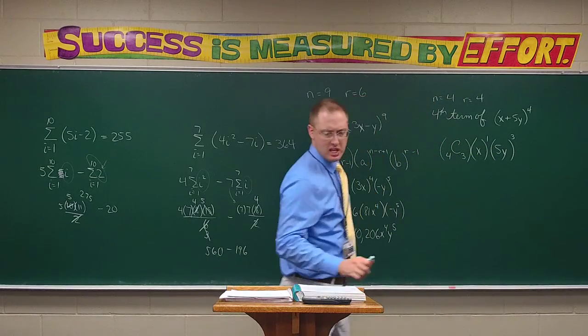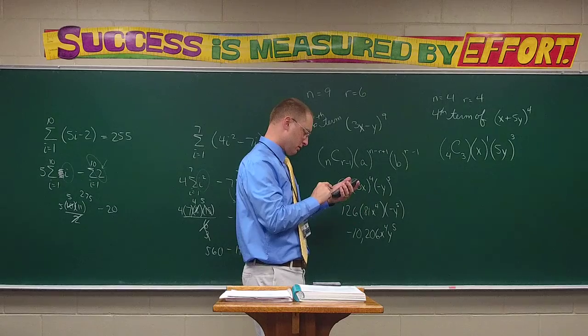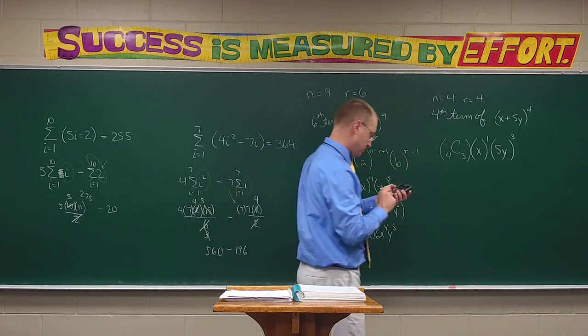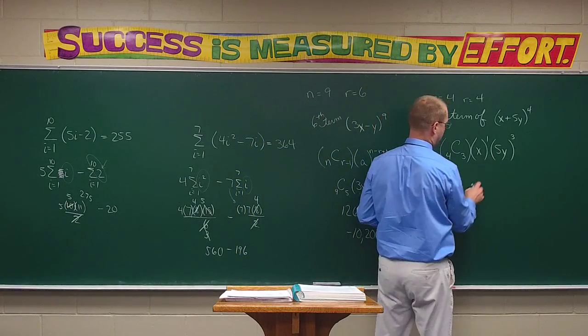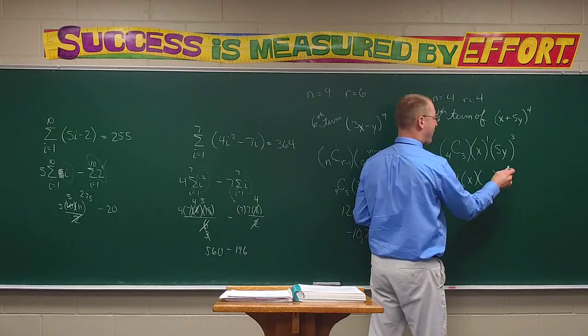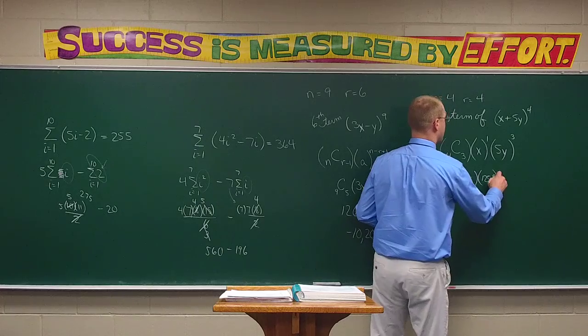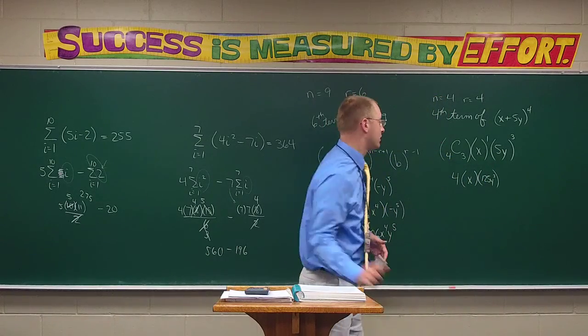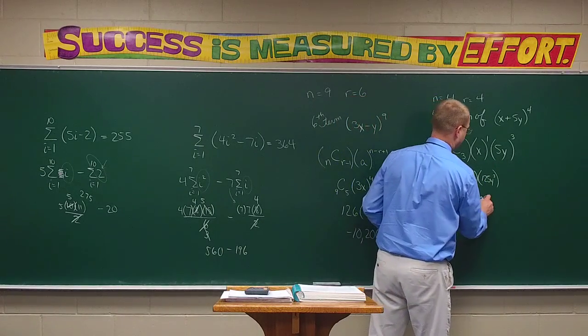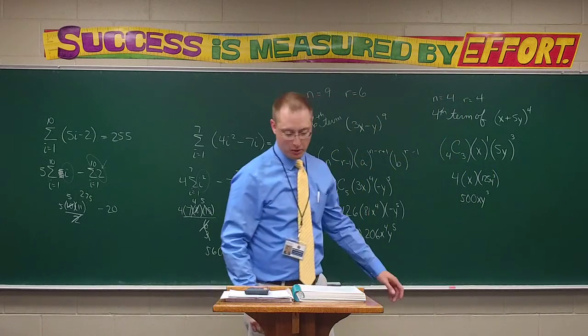What is 4C3 anyway? Let's say it should be 4. Yeah, 4. And of course, here we have just an x, and then 5y cubed, class. 125y cubed, and so our final term is 500xy cubed. And there we go.